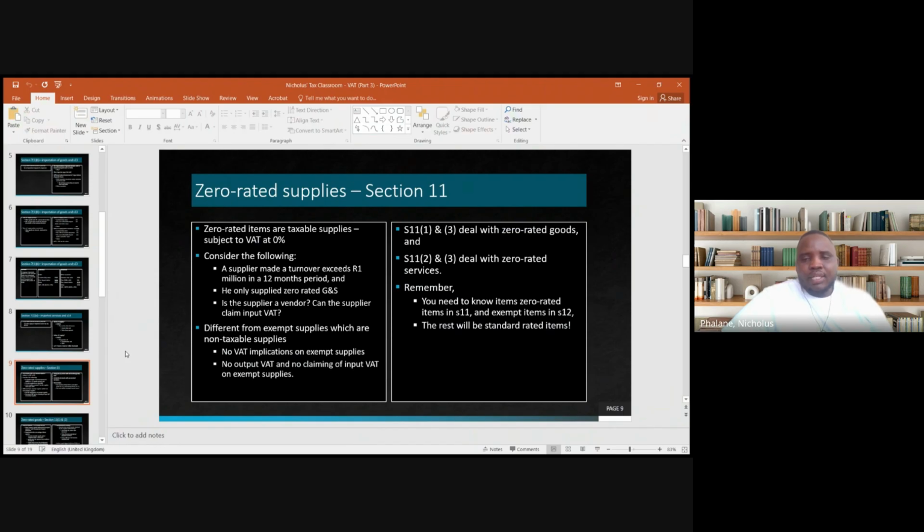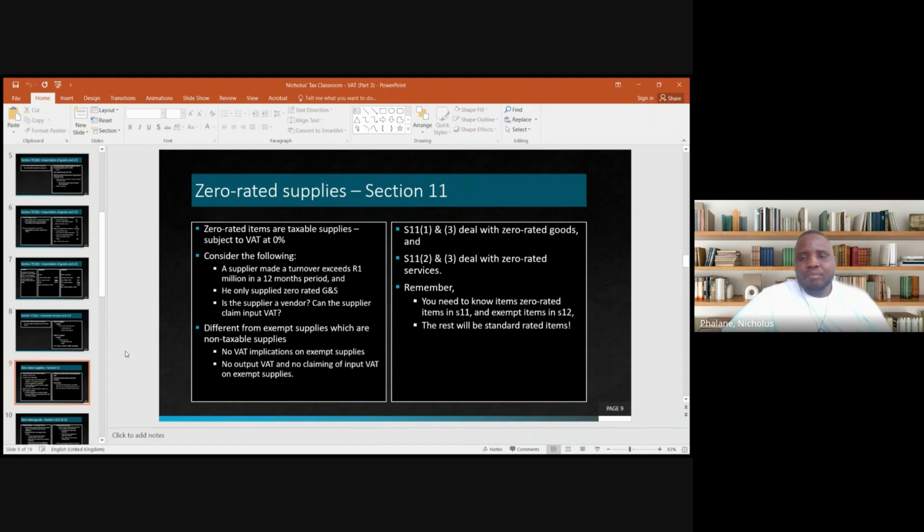section 11(1) and 3. This deals with the zero-rated goods, all right? And then section 11(2) and 3 deal with the zero-rated services. So you can see both section 11(1) and 11(2) go hand in hand with section 11(3). Basically, section 11(3) deals with the documentary proof that needs to be kept and furnished to SARS. Because for zero rating these items, they have to provide proof to SARS that these are actually zero rated. All right.